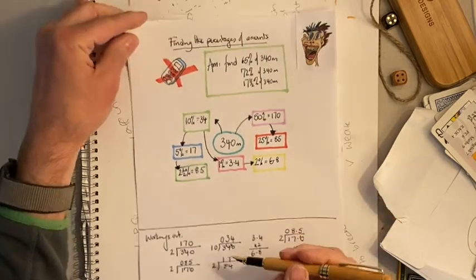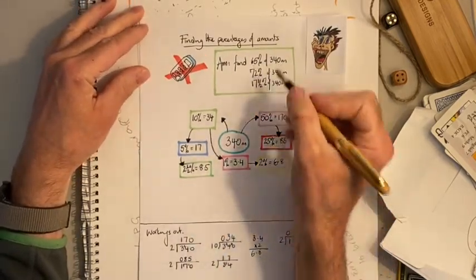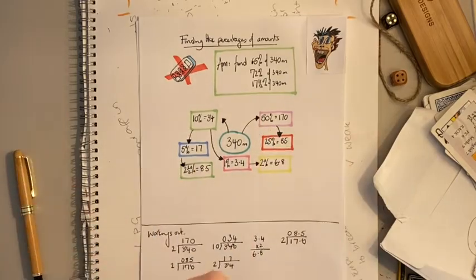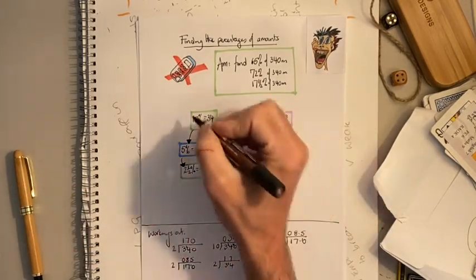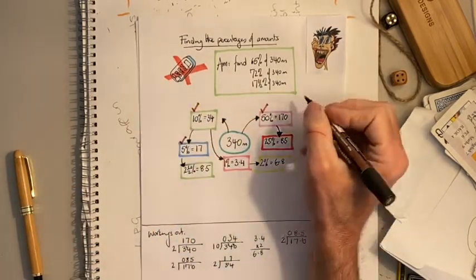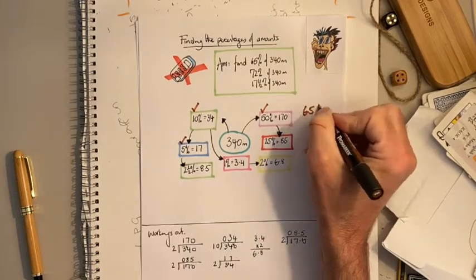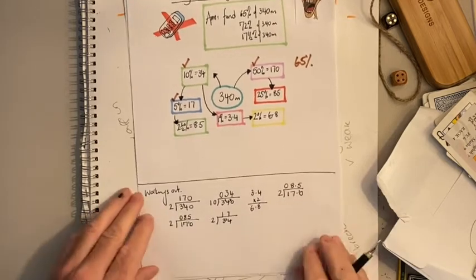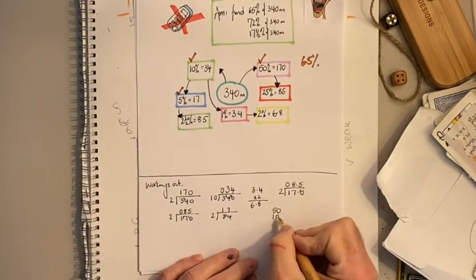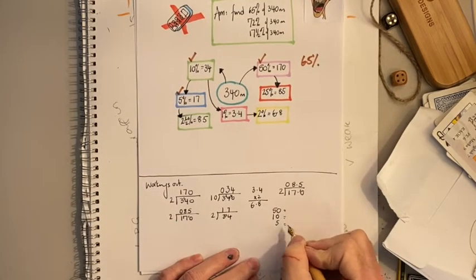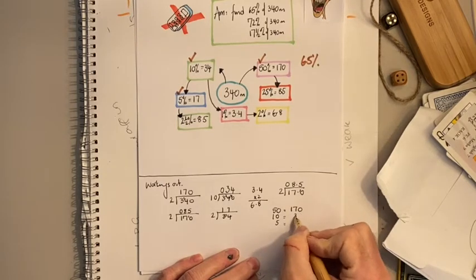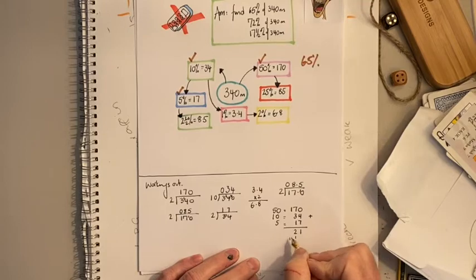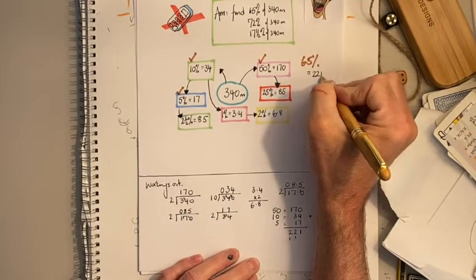So the question is 65% of 340. So let's look around here. 65%. That is going to be, let's just tip this, 50%, 60%, 65%. So 65% is going to be with those three. So let's all add that together. The 50%, the 10%, and the 5%. 170, 34, 17. Let's add all those together. 221 meters.